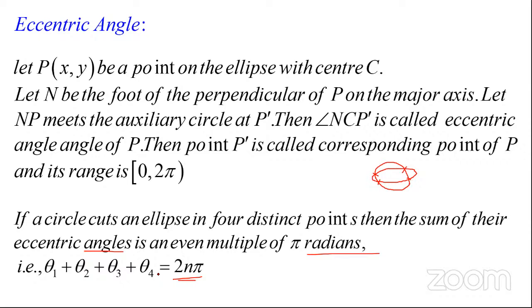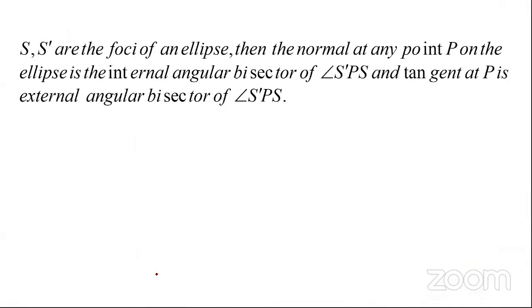Okay, next. S and S dash are the foci of an ellipse. Then the normal at any point P on the ellipse is the internal angular bisector of angle S dash PS, and the tangent at P is the external angular bisector of angle S dash PS. So what is being said here is that S and S dash are the foci of an ellipse, and the normal at any point P of the ellipse is the internal bisector of that angle.